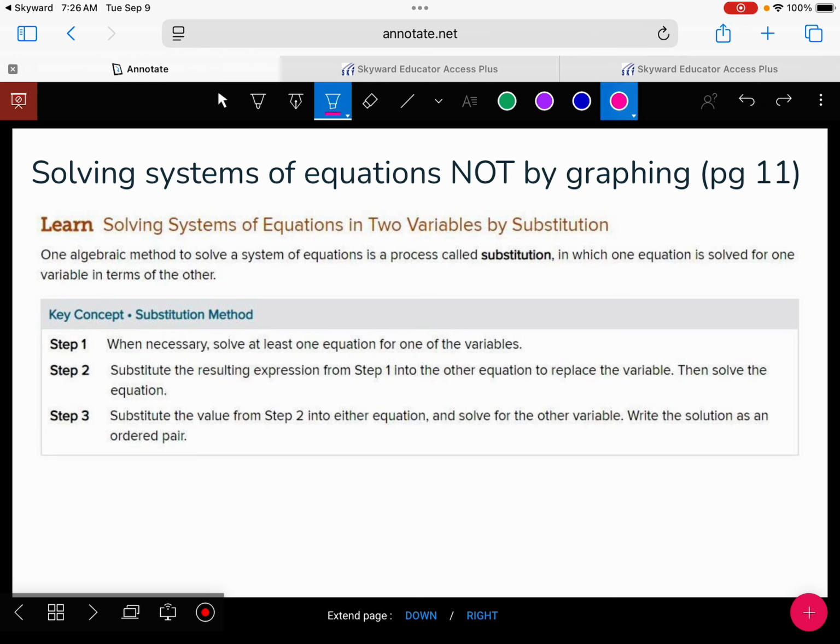That was not the highlighter. Has to be an ordered pair. So our answer has to be that parentheses, both numbers, close parentheses.